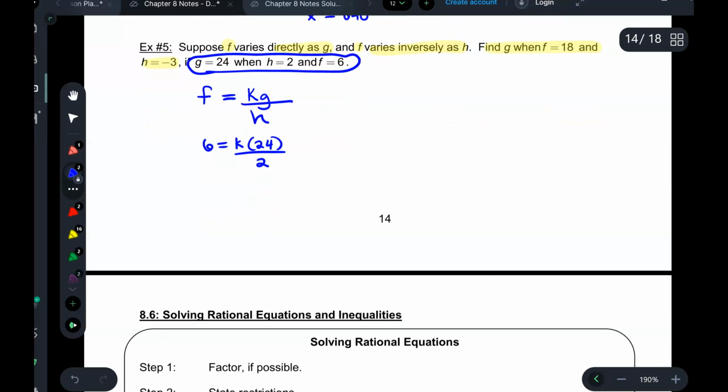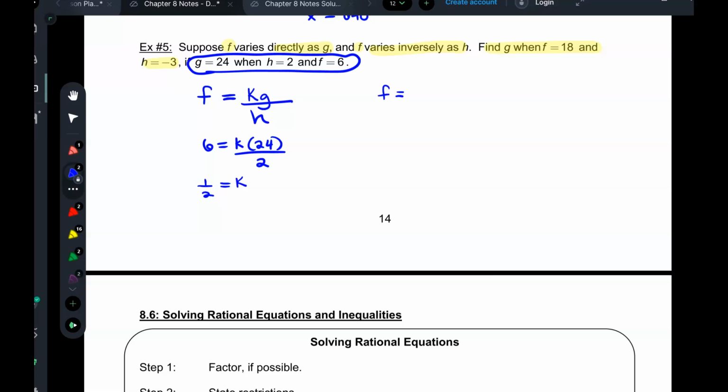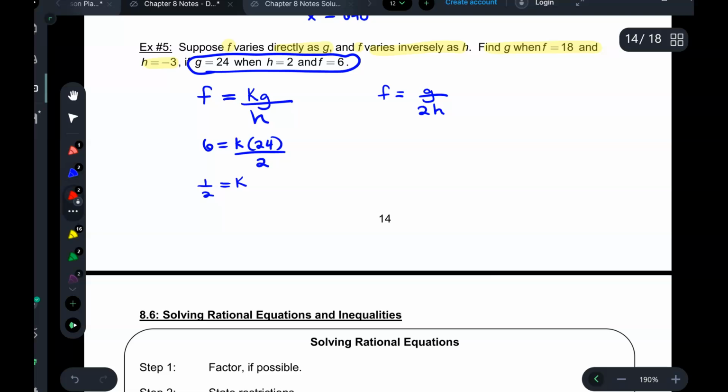So what is our value of K? 1/2. Now I'm going to go back here. F equals 1/2 times G over H, or we could make that G over 2H, because that's really the same thing. Or you can make it 0.5, it doesn't matter. It'll all work out when we're answering the question.